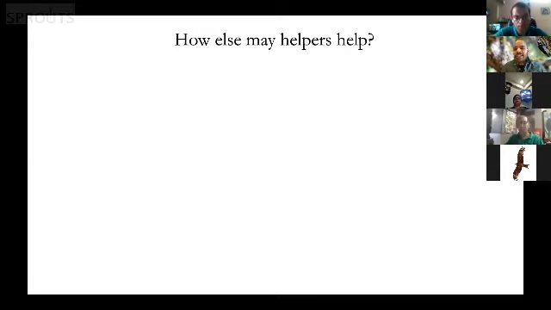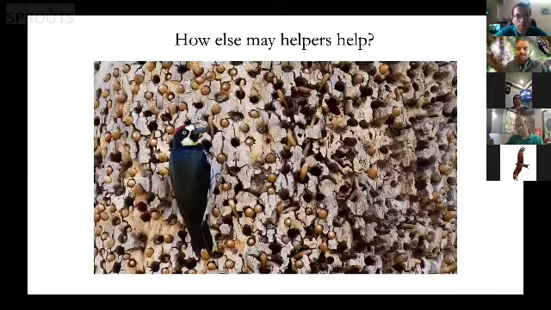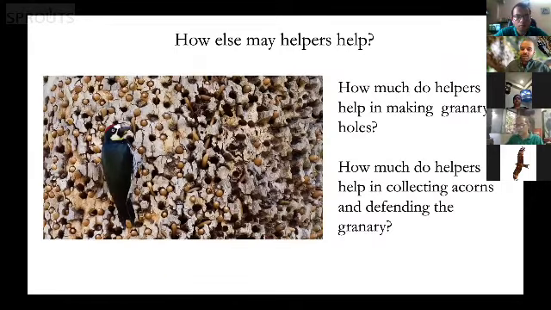And so something that we are studying right now is that these helpers may not directly affect how many kids they are having on their own. That's my cat passing by. But they might be helping make these granaries, and helping collect acorns and defend the granary from other groups that might want to come and steal the acorns, right? So that's something that we are collecting data for right now as well. But let me tell you a little more about this high value property, right?